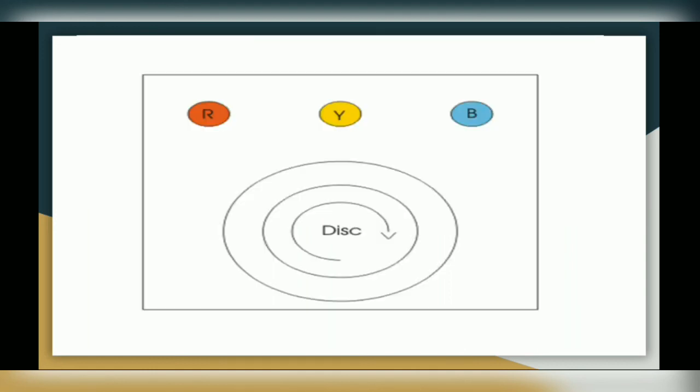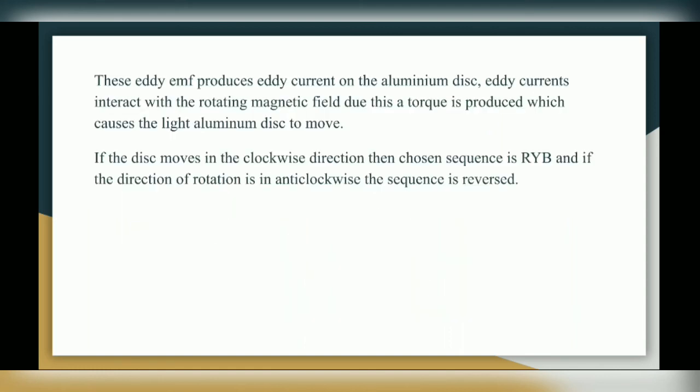So this is the diagram of phase sequence indicator. In this you can see RYB are the 3 terminals and there is a disc and an arrow is marked on this. This eddy EMF produces eddy current on the aluminum disc. Eddy current interacts with the rotating magnetic field. Due to this, a torque is produced which causes the light aluminum disc to move. If the disc moves in clockwise direction, then the phase sequence is RYB, and if the direction of rotation is anti-clockwise, the sequence is reversed.